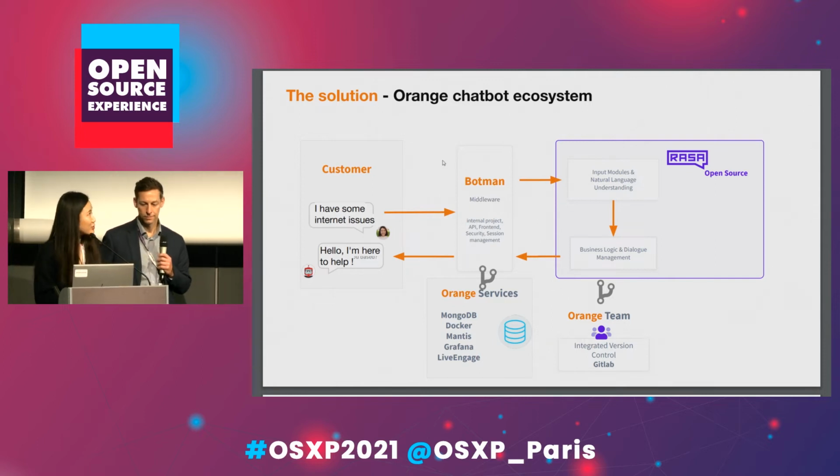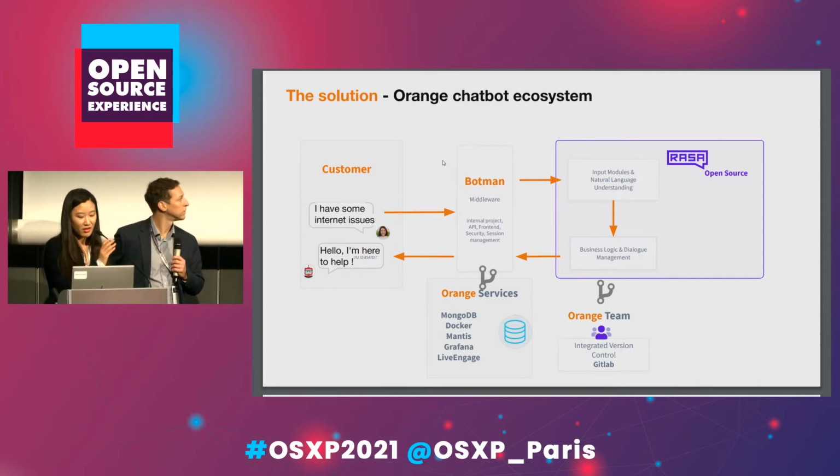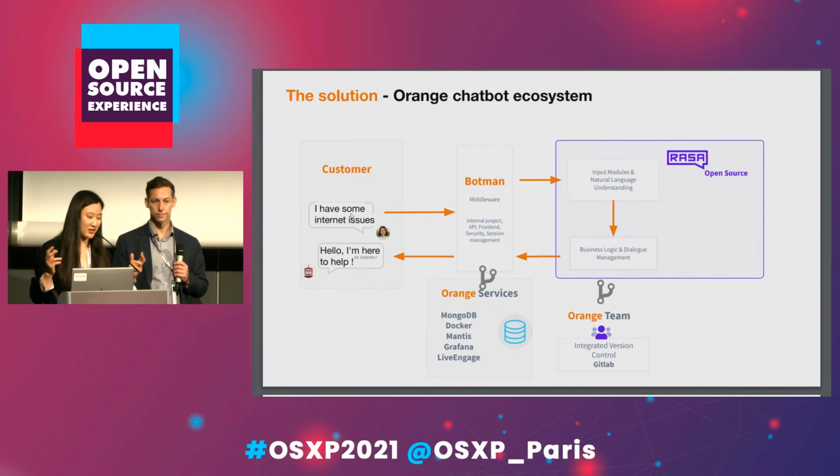So this is the solution we came up with. I will talk you through this architecture through an example. So here we have our client who has some technical issues, internet issues basically. So she just opened the Orange page and told our bot, hey, I got some internet issues. So this message in the first place will be sent to Botman, which is a middleware of the whole system. Botman is our internal project in charge of API calls, security, front end, and session management.